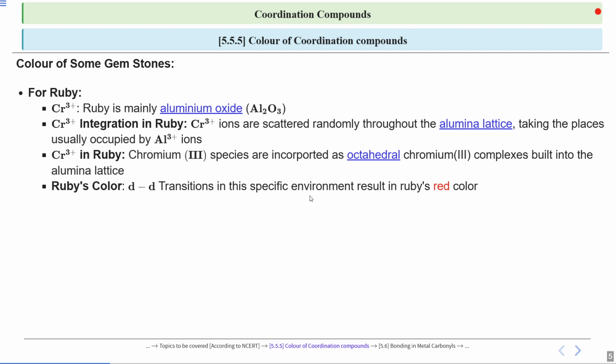Ruby's color. The d-d transitions in this specific environment result in the ruby's red color. Why the color? Because we have studied the d-d transition. It happens between the ground state and a higher excited state by absorbance of some wavelength of light, due to which the compound exhibits the complementary color of the absorbed light. In this specific environment, the d-d transition results in the red color of the ruby.